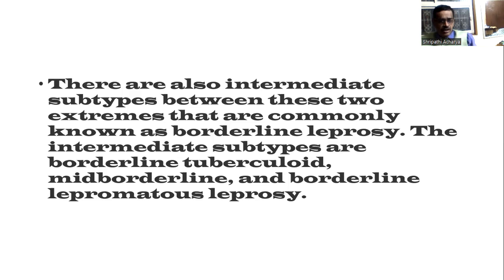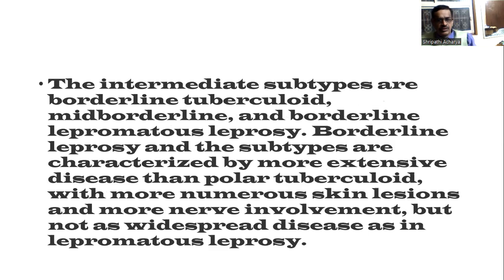The intermediate subtypes are borderline tuberculoid, mid-borderline, and borderline lepromatous leprosy. Borderline leprosy and the subtypes are characterized by more extensive disease than polar tuberculoid, with more numerous skin lesions and more nerve involvement, but not as widespread disease as in lepromatous leprosy.